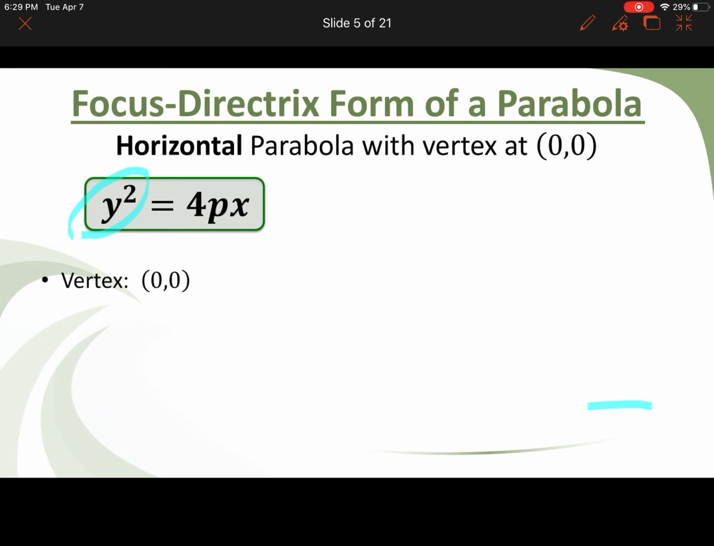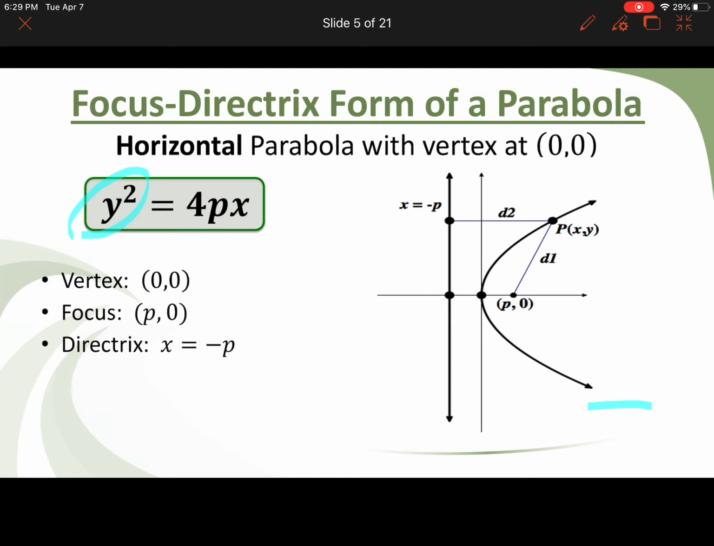Same as before, you go over p, up 0, that will give us our focus. Our directrix is the opposite direction. So if it's opening to the right, if p is a positive number, then here's our vertex, and we're over p. That gives us our focus, and back p gives us our directrix, and it's a vertical line this time, right?